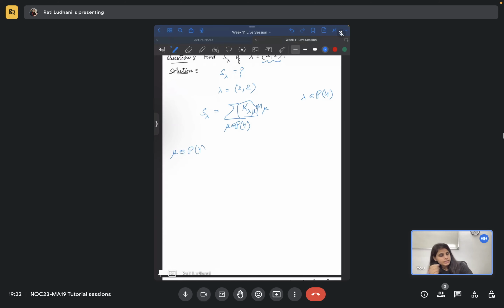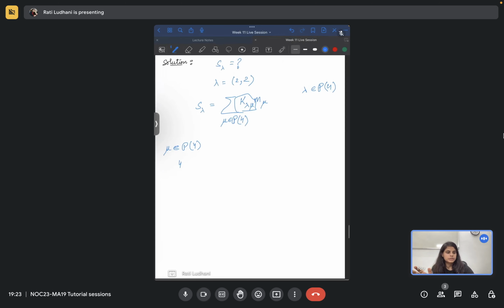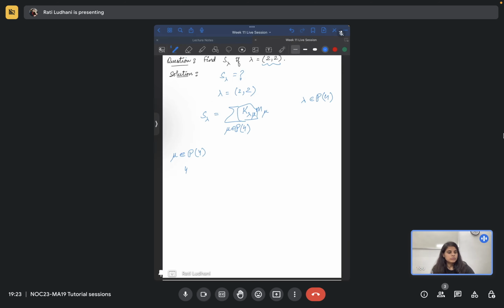So what partitions can we have for 4? Can you tell me the partitions of 4? 4, 3 plus 1, 2 plus 2, 2 plus 1 plus 1. The best way to write them is in a pattern. You start with the biggest number you can have, that is exactly that number, so you have 4. Now you go one number down, so you start with 3. Now you will get 1, right?